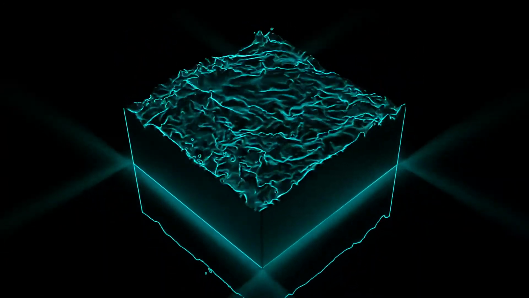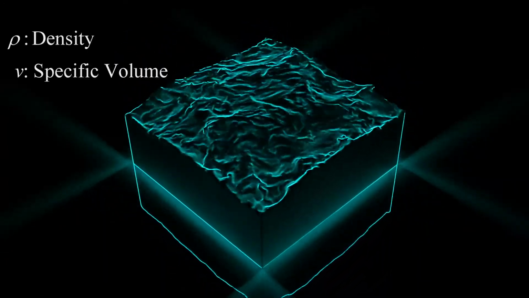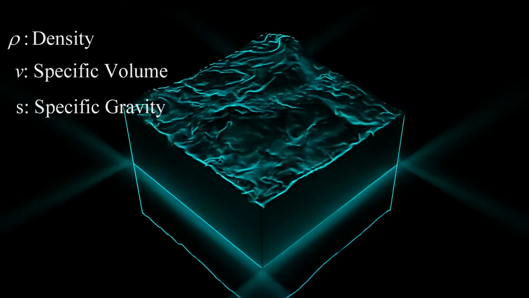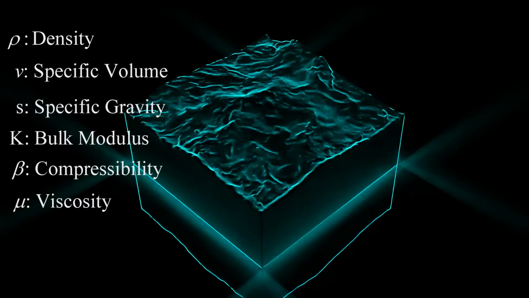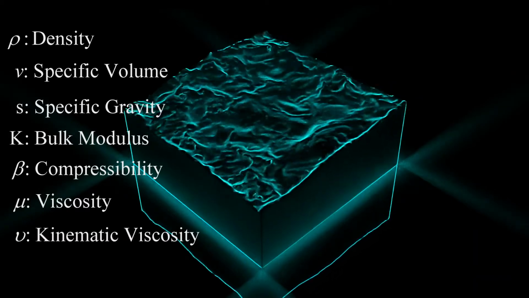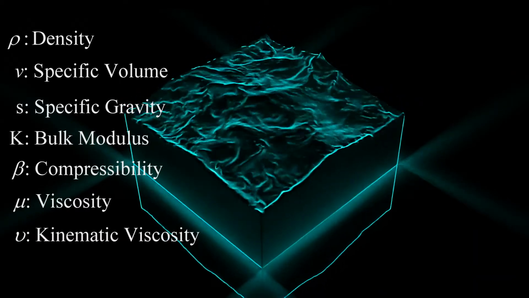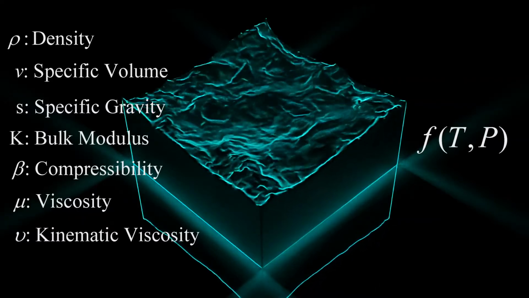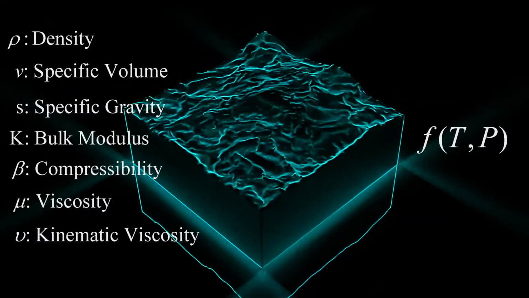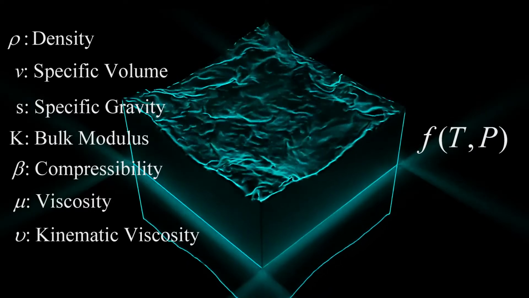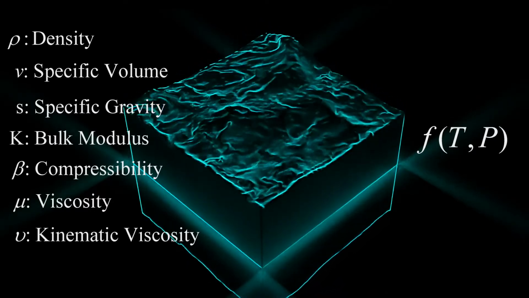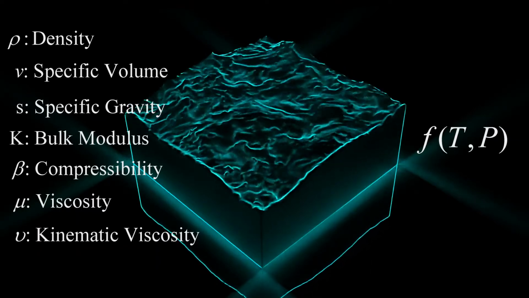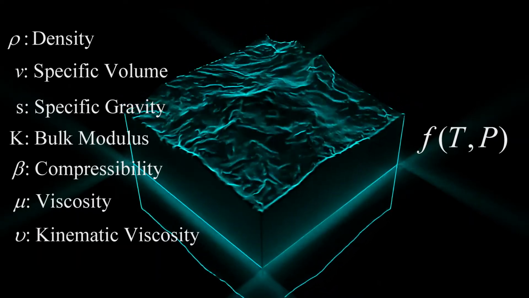Some important properties of fluids are its density, specific volume, specific gravity, bulk modulus, compressibility, viscosity, and kinematic viscosity. These properties are functions of variables such as temperature T and pressure P. Whether the fluid under consideration is a gas or liquid also affects the temperature and pressure dependence of its properties, since the interactions occurring at the molecular level are different for a gas and liquid.